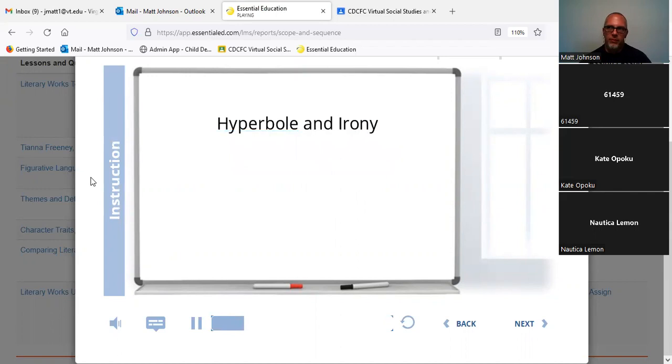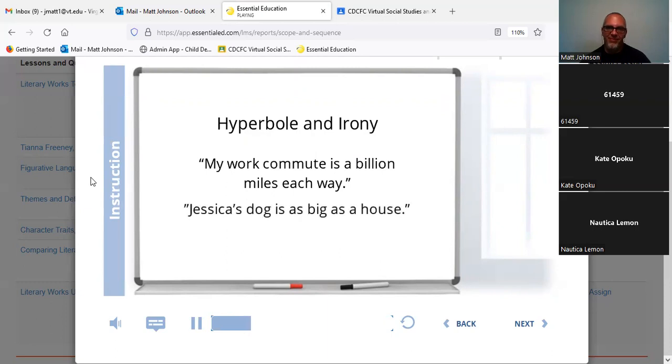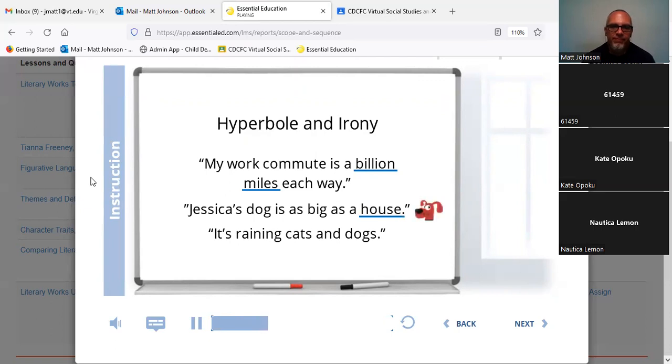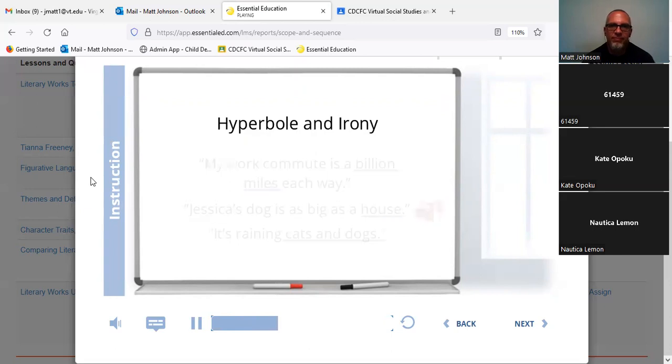Here's a few more examples. My work commute is 1,000,000,000 miles each way. Jessica's dog is as big as a house. It's raining cats and dogs. None of these sentences is literally true. No one drives 1,000,000,000 miles to work. No one's dog is the size of a house. Not outside of 2 children's hands anyway. And no, it can't literally rain cats and dogs. It's all figurative language. All of this is hyperbole.